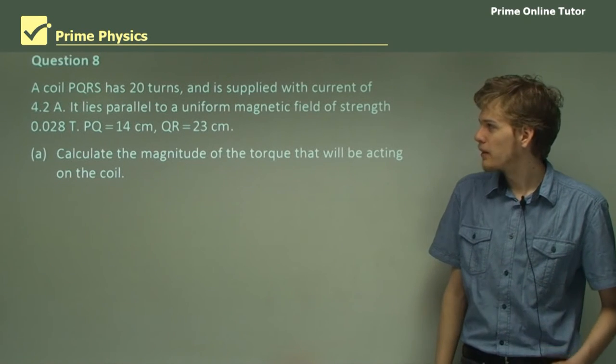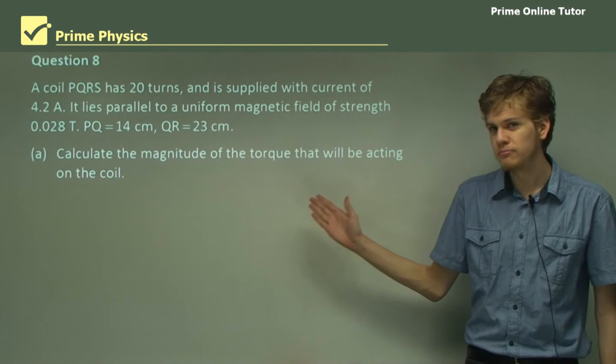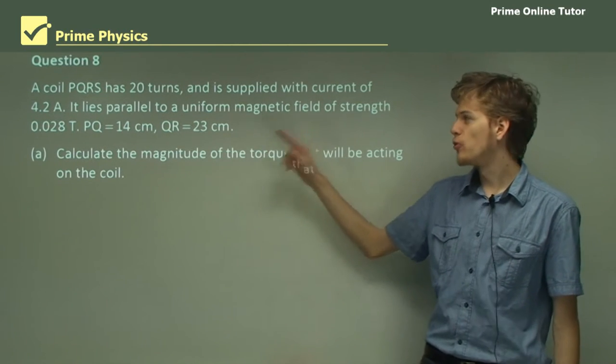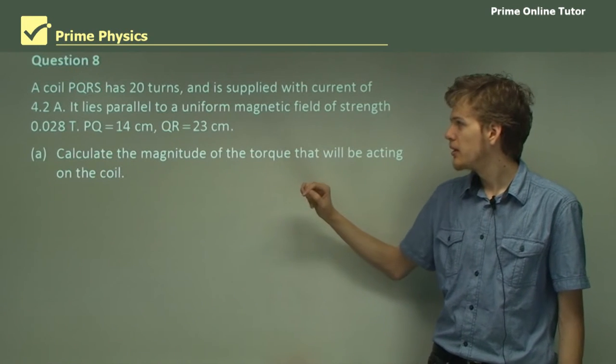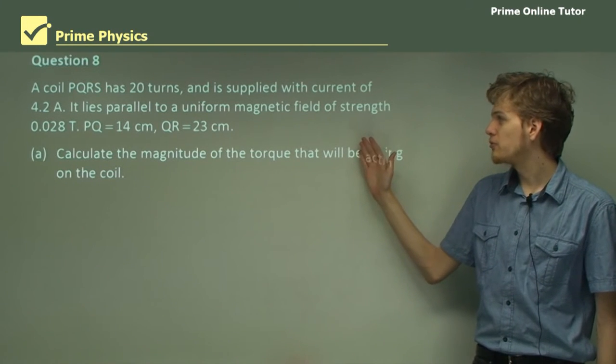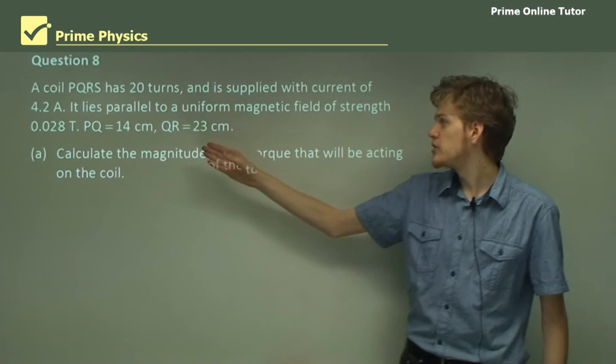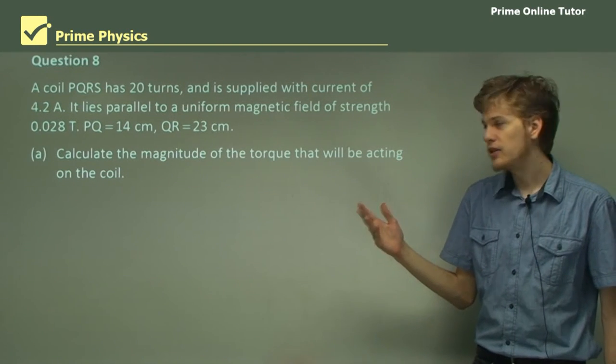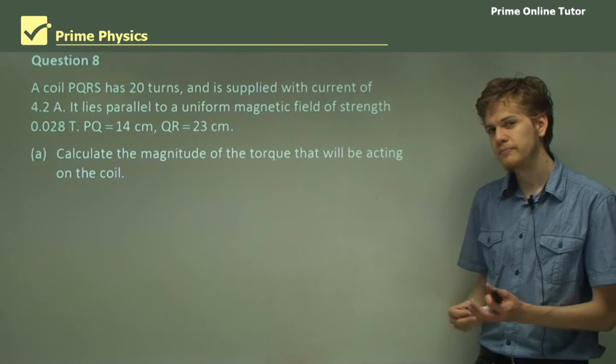Question 8. A coil PQRS, probably rectangular, has 20 turns and is supplied with a current of 4.2 amps. It lies parallel to a uniform magnetic field of strength 0.028 Tesla. PQ equals 14 centimeters and QR equals 23 centimeters.